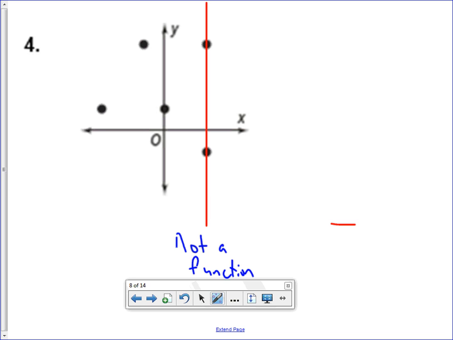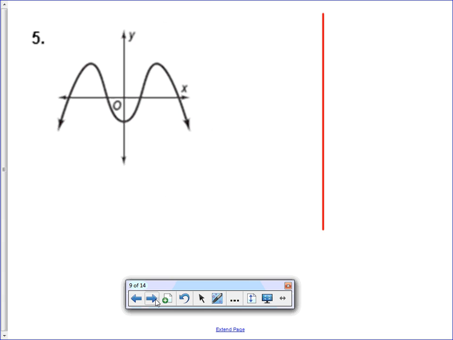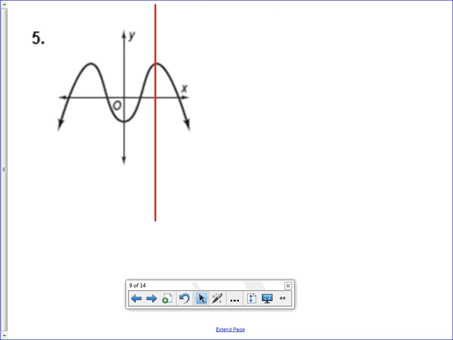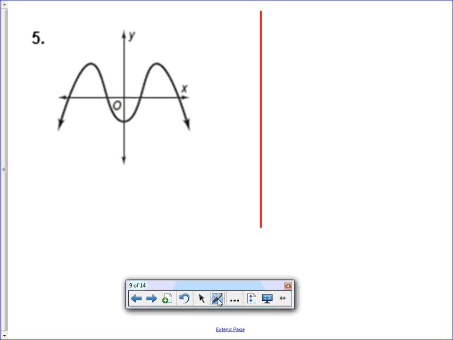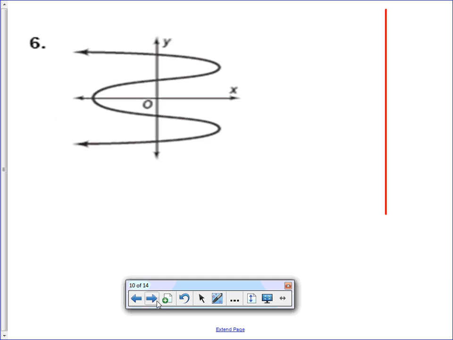Okay, so that one is not a function because it hits more than 1 point. Okay, if I take a look at this one and I grab my lucky thing and I slide her on through, it's never going to hit more than 1 point. So this one right here, we would say is a function, because it did not hit more than 1 point when I slid the line through.